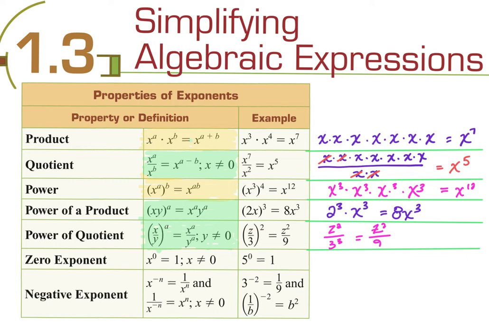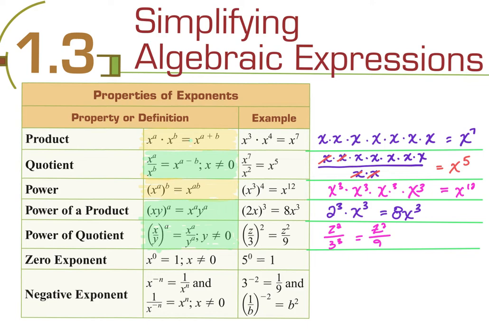The last two kind of stand on their own. You can't expand with 0, but anything to the 0 power is just 1. It's not to the first power. It is just the number 1. So x to the 0 is 1. 2 to the 0 is 1. 325 to the 0 is 1. Like anything to the 0 power is just 1.